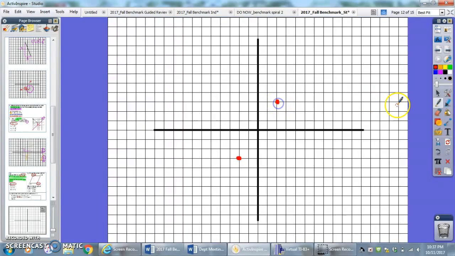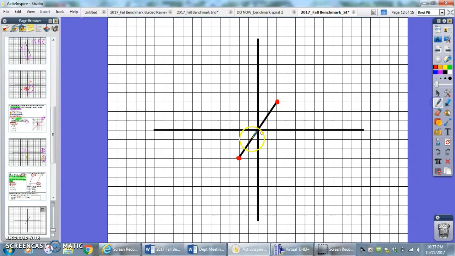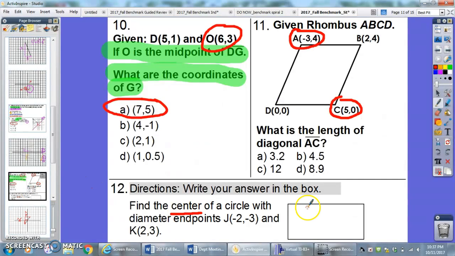Alright, so I'm going to connect them, and then count my rise, my run. So it looks like it's going up 6 over 4. Half of 6 is 3. So I'm going to go up 3. 1, 2, 3. And half of 4 is 2. So I'm going to go over 2. And there's the center. It's actually at the origin. There's my 0, 0. So my answer would be 0, 0. Alright.